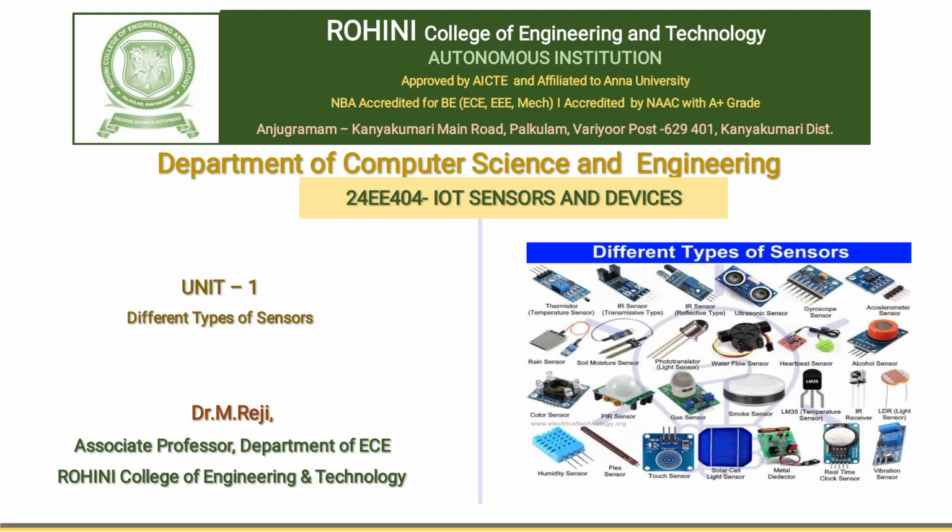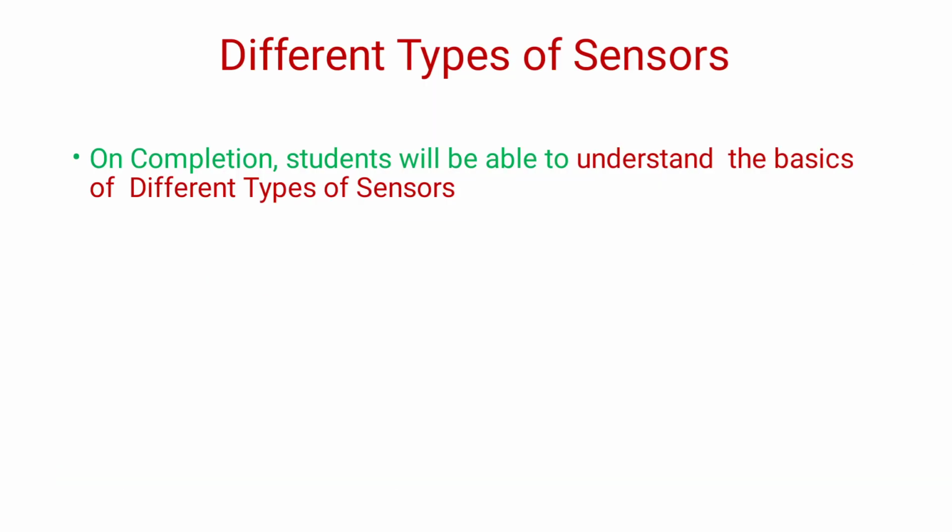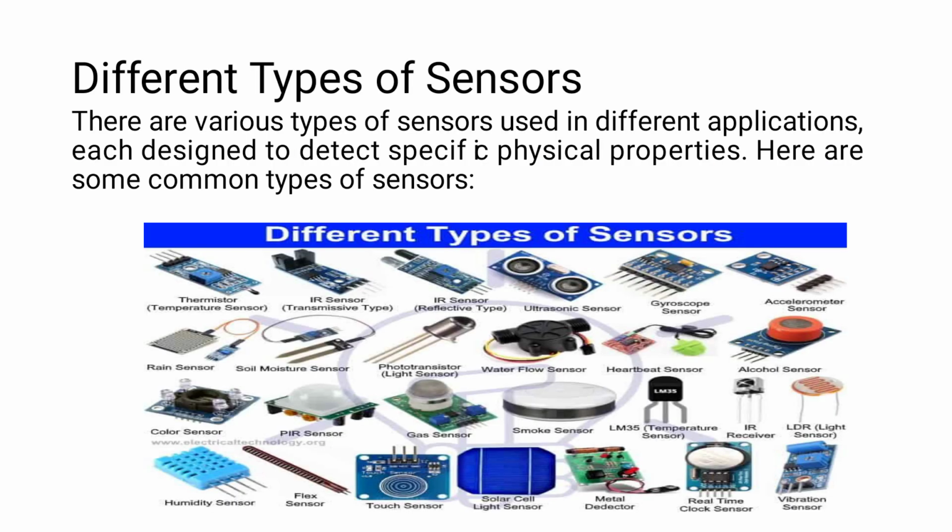Today we are going to see about different types of sensors. On completion of this topic, students can understand the basics of different types of sensors. There are many sensors designed to detect physical properties.